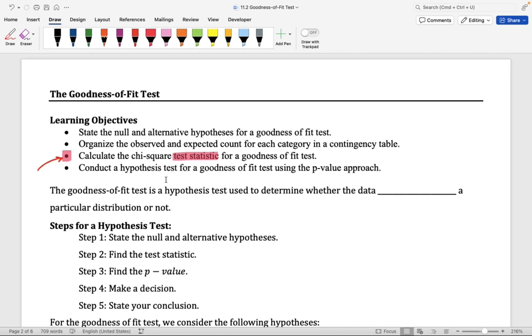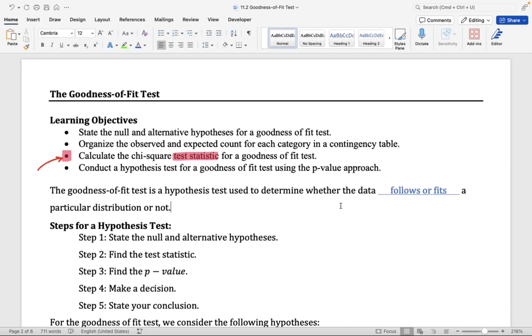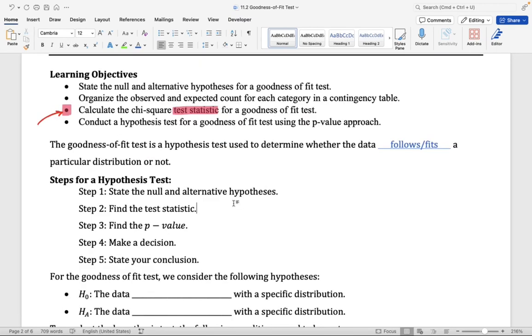This hypothesis test is going to be used to determine whether data follows or fits a particular distribution or not. So again, you're going to have a distribution. You're going to be wondering, does this distribution follow this other known distribution? So you can say follows, you can say fits.